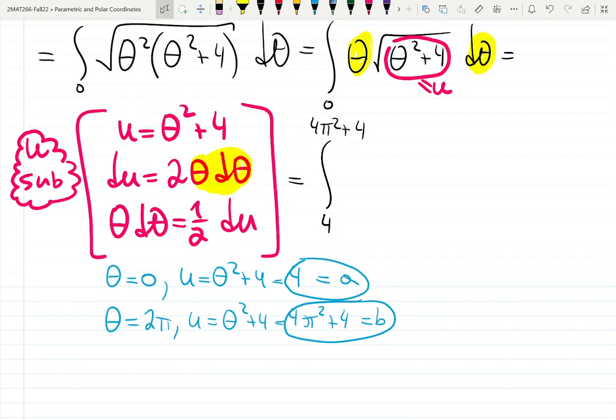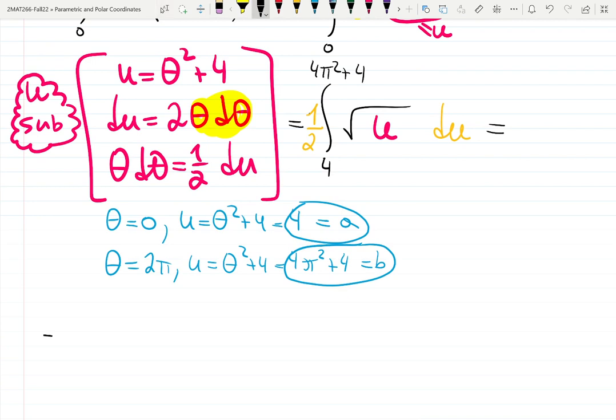Now, in yellow, theta d theta is 1/2 du. And then the square root has u inside. That was the goal, because we know how to integrate square root of u. U sub for definite integral, that's what we just reviewed. So it will be 1/2 u to the 1/2. Integrating that gives you 1/2 plus 1 is 3/2, divided by 3/2. That's multiplying by 2/3, the reciprocal.